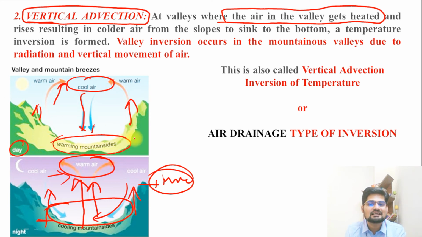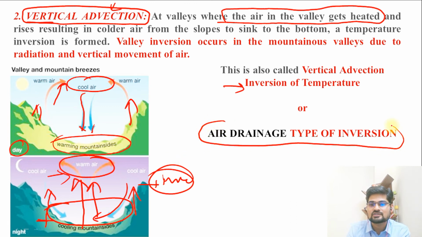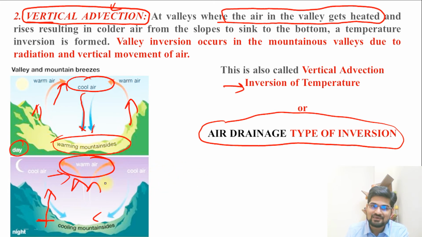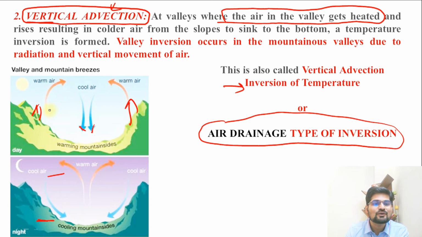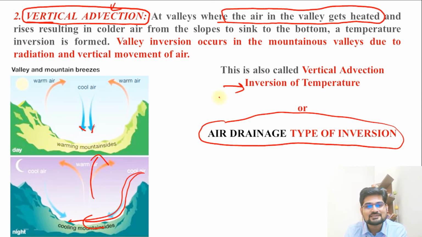This is called vertical advection and inversion of temperature of this vertical advection type. And remember, it is also called air drainage type of inversion. It's like drainage of air, circulation like a drainage system occurs, right? So if you look into this image, it's like a drainage flow from the higher slope to the lower slope, right? That is how the drainage comes. So from this situation, it flows like this, and then you see warm air is going up, cool air is flowing down. That's why it is called air drainage type of inversion as well.